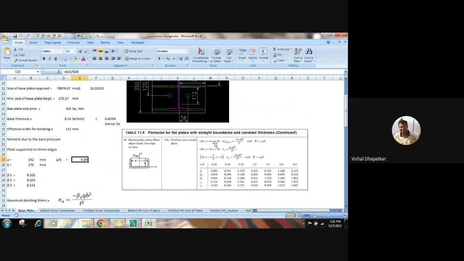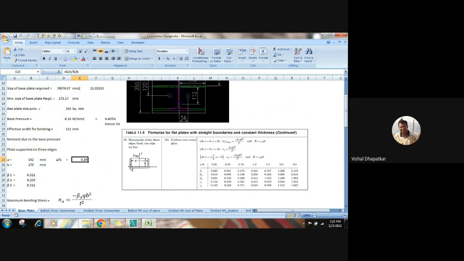At x equal to 0 and z equal to 0, which means at this location, this is the center of the plate. So at the center of the plate we have beta 1. At x equal to 0 and z equal to b, it is at the free edge. This is beta 2. And at x equal to a by 2 and z equal to b, x equal to 0 is at this location.